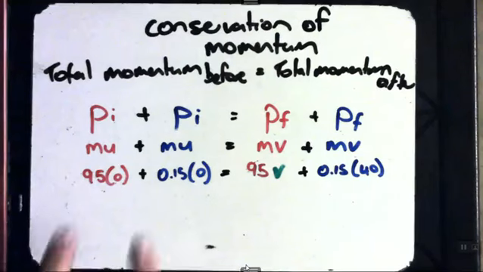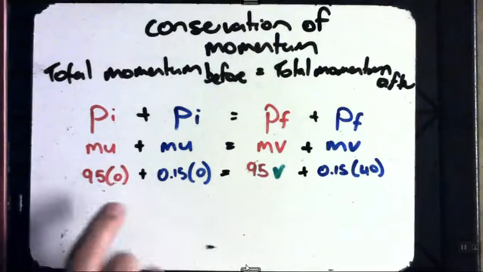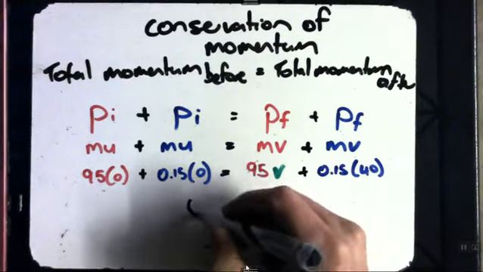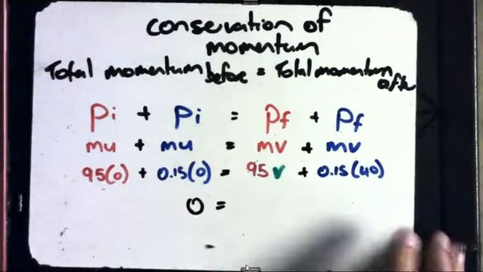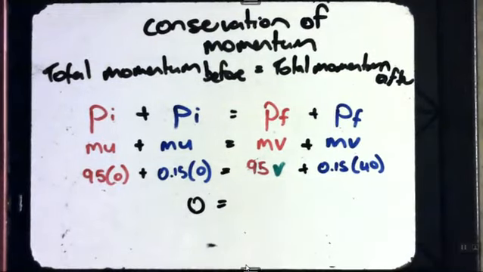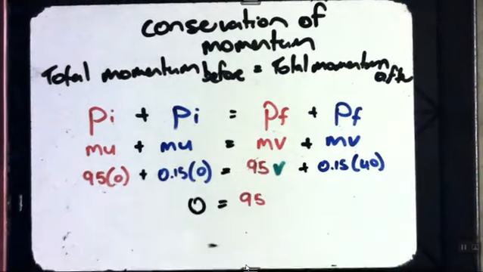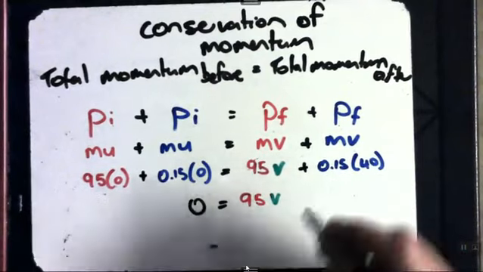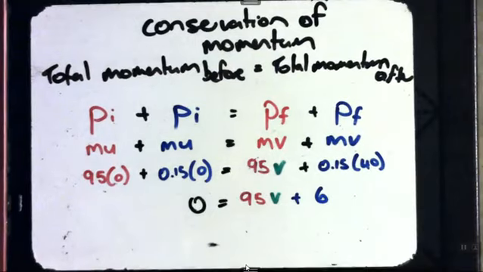So here we have the information that both the pitcher and the ball were initially stationary. So if we add that up, 95 times 0, 0.15 times 0 adds up to 0 on this side. Okay, so we treat this as if it's an explosion. Then we want to calculate what the final velocity of the pitcher is going to be if this happened on ice. And if we multiply 0.15 times 40, we get 6.